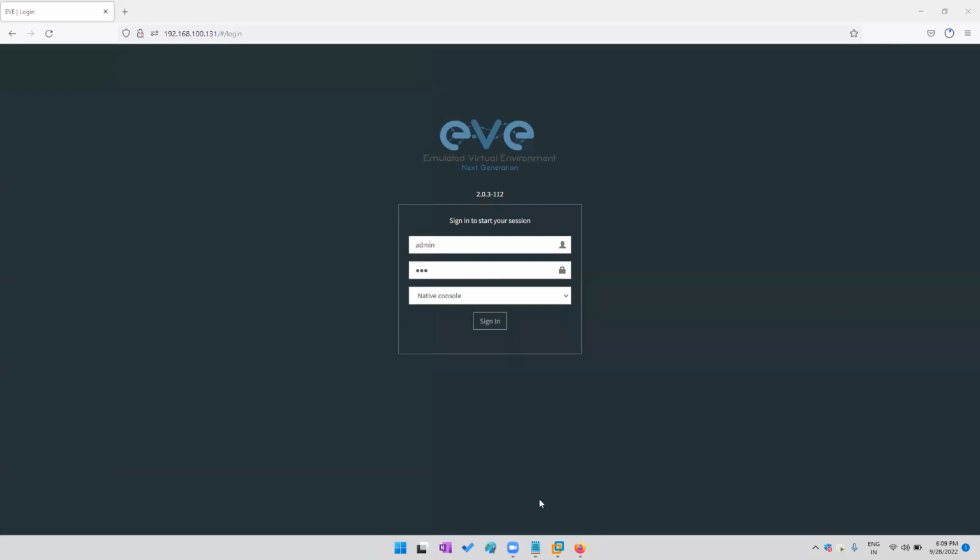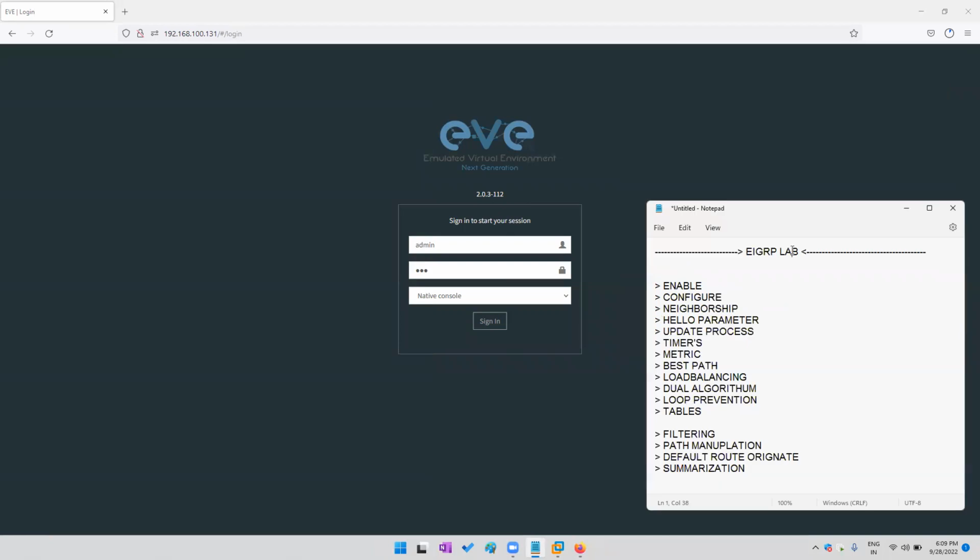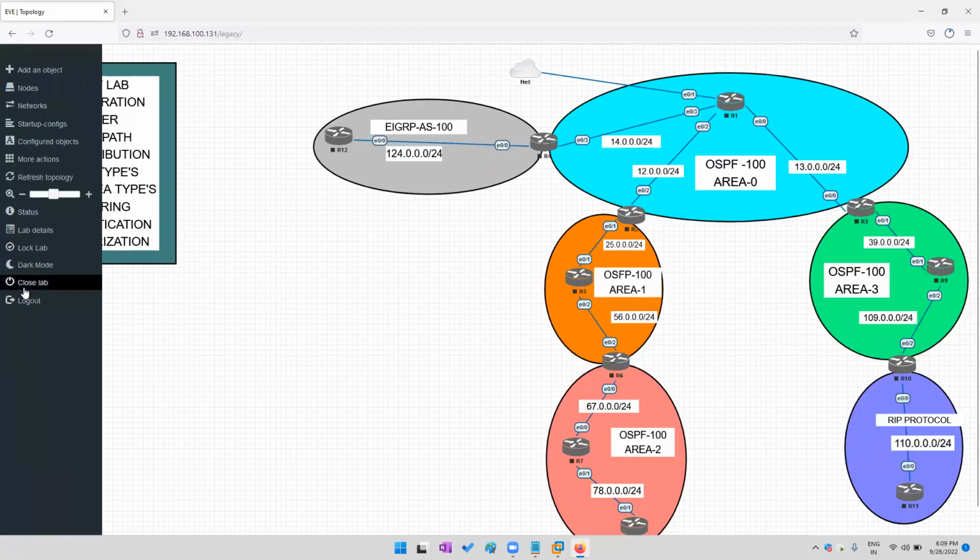Now, basically today we start the topic named EIGRP lab. In this topic, we discuss how to enable, how to configure, and how to form neighborship, hello parameter process, update process, timers, metric, best path, load balancing, DUAL algorithm, loop prevention, table, filtering, path manipulation, default route, summarization. Clear? Now, first we start with two routers.